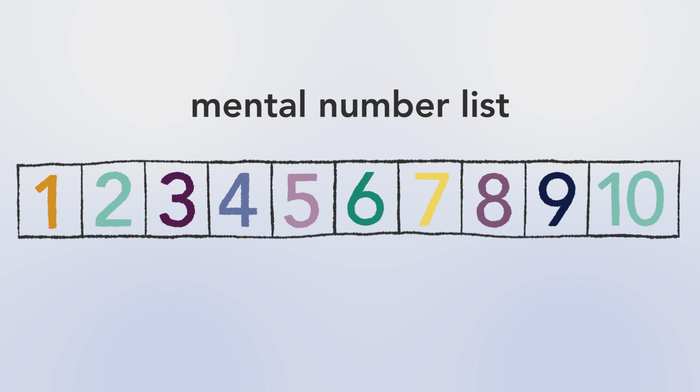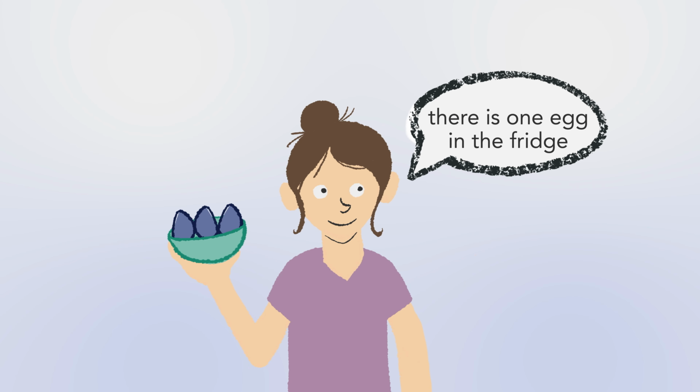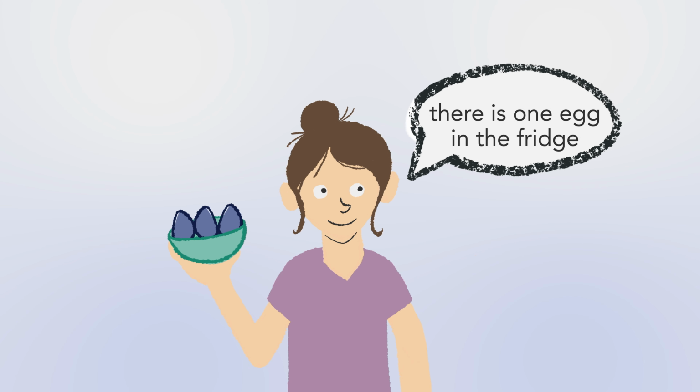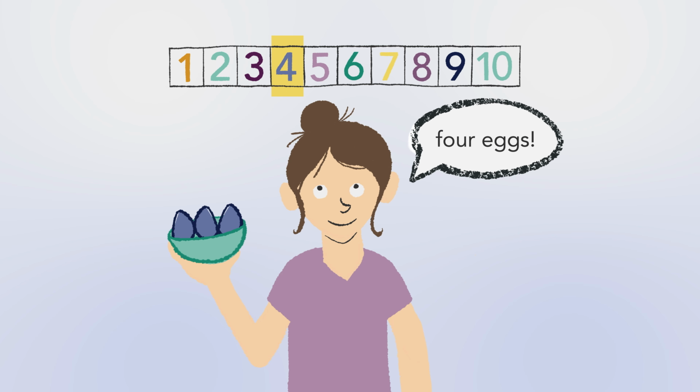For example, when we want to know if we have the 4 eggs we need to make a quiche, if we know there are 3 eggs in the bowl, and we also know there is 1 more in the fridge, we know we have enough. We don't have to put all the eggs together in the bowl and count them to know that we have 4. We simply move 1 space up our mental number list and land on 4 eggs.